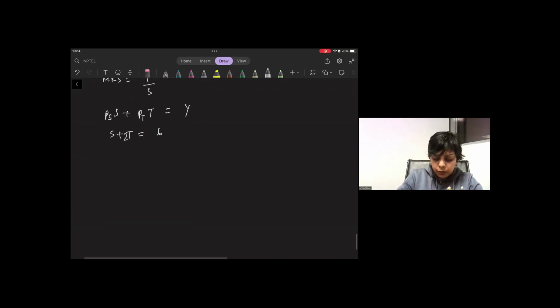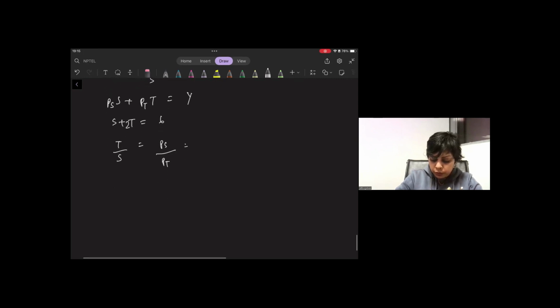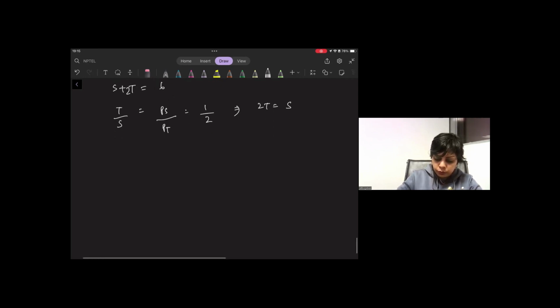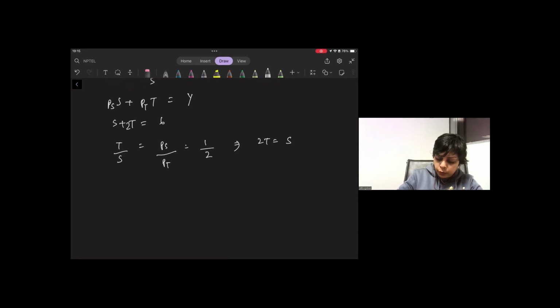Here you have MRS is equal to T by S. T by S is equal to PS by PT. And suppose we have changed the price of T, so 1 by 2. So then 2T is equal to S, or you can say S is equal to 2T, whichever way you like to do this. Then what happens? S is equal to 2T plus T is equal to 6. T is equal to 6 by 3, 2, and S is equal to 4.